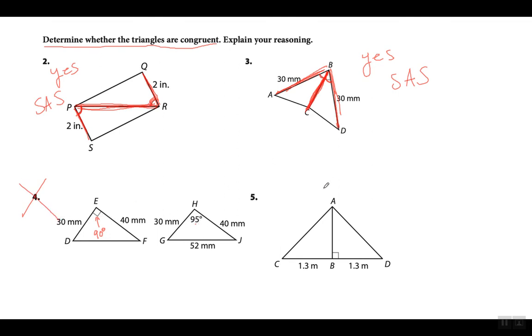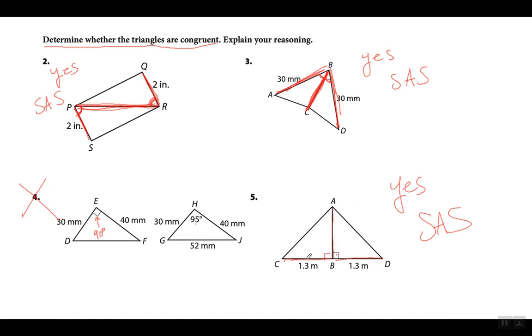All right, number 5 is going to be yes, because of SAS, and I'll show you why if you don't see it. This side is congruent to this side. If this angle is 90 degrees, that means because this is a straight line, this one also has to be 90 degrees, and they both have this side in common.